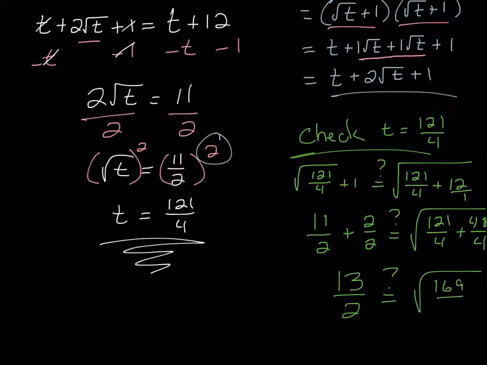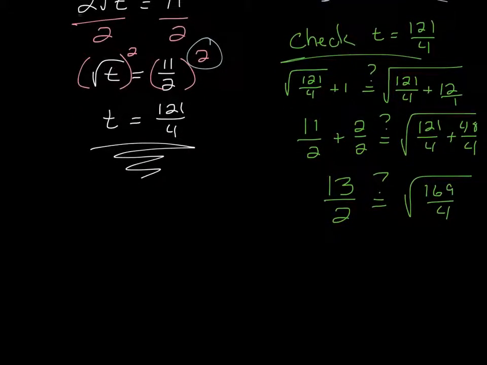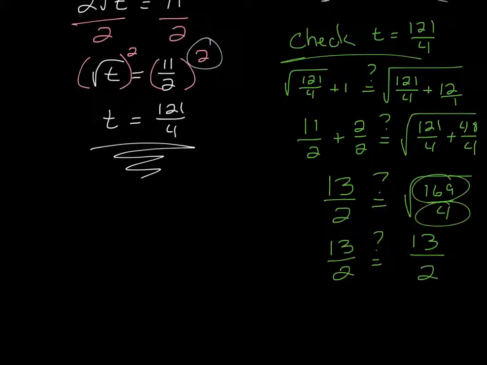169 over 4. And the last move, I'm just going to take that square root on the right hand side, and what I get is that these two sides do equal, because the square root of 169 fourths is 13 halves. Again, taking the square root of the numerator and denominator separately gives me my result. That means this answer of t equals 121 over 4 is a solution to the original equation.